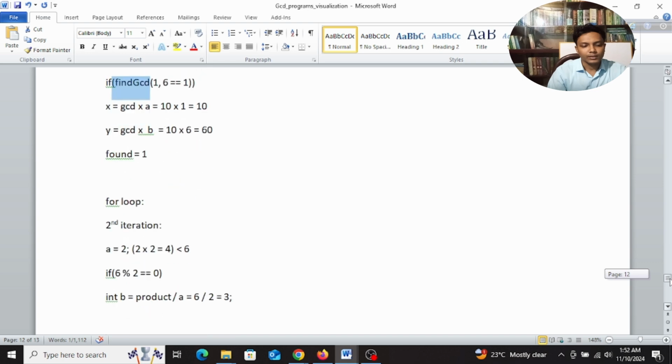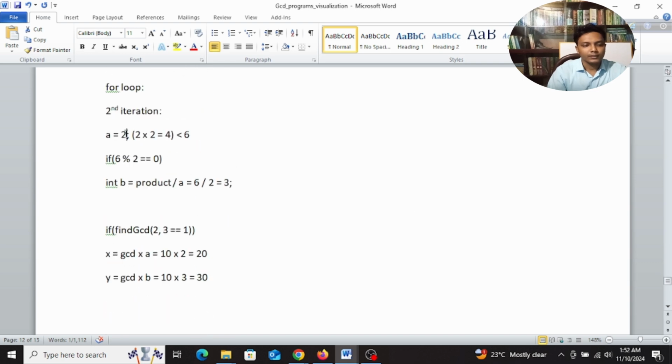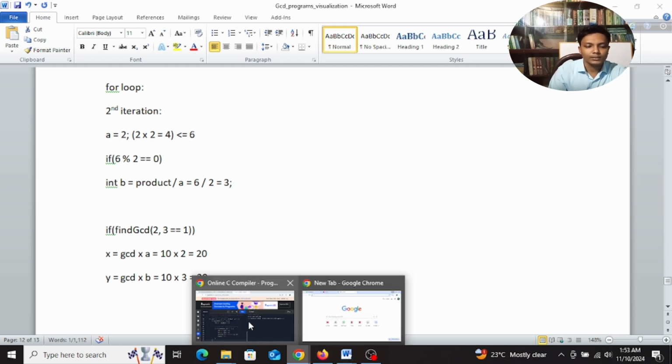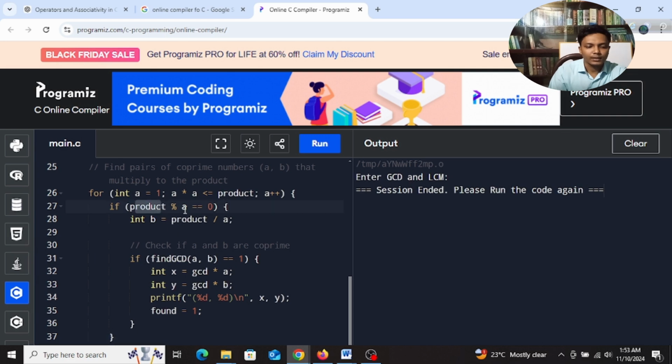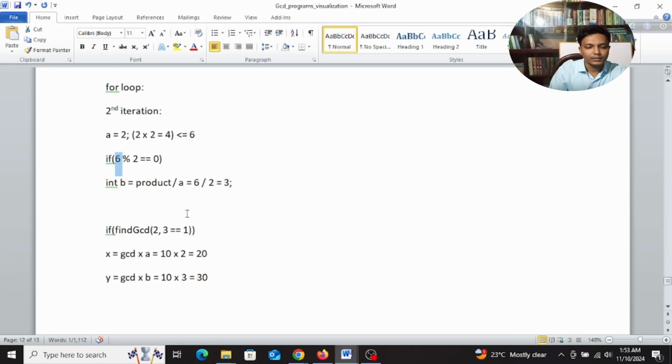Okay, in the second iteration, you see this line, 4 is less than or equal to 6, and 6 modulus 2, right? So what is 6 modulus 2? Why 6 modulus 2, guys? If you see here, product is 6 and a is 2. So 6 modulus 2, it just evenly divides, right? So 6 divided by 2 would be 3, and 3 would be stored in b, right?